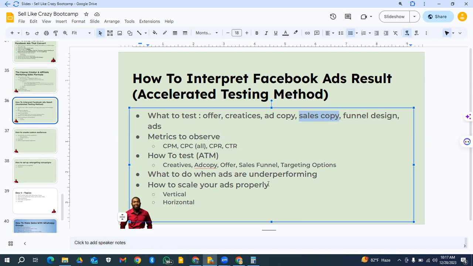All right. So what do you do when your ads are underperforming? Like I said, you kill underperforming ads, right? Once your ads are underperforming, please kill those ads. You do not need to have underperforming ads just finishing your money. There's no need of leaving them to run. So in the next video, we're going to talk about how to scale.